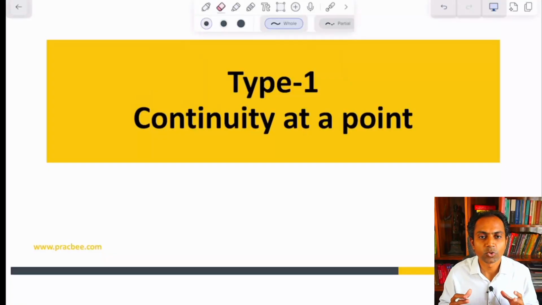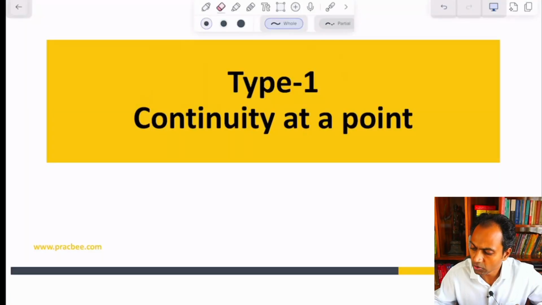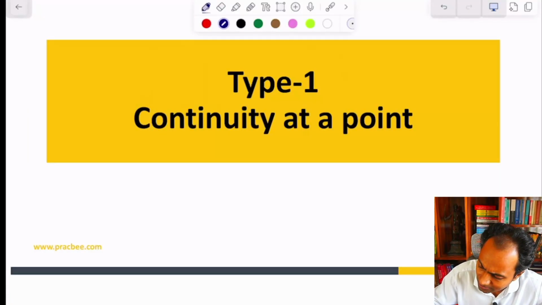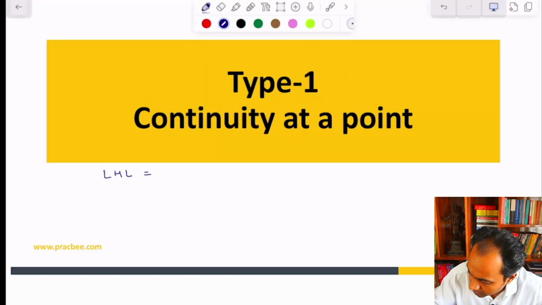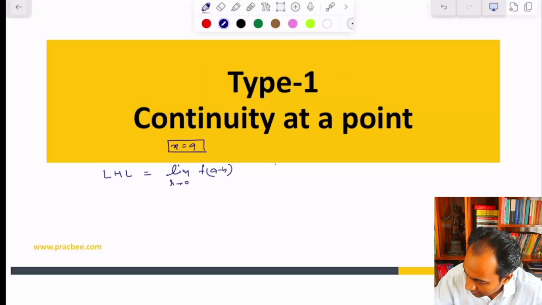Now type 1 questions are based on continuity at a point. Now in order to find continuity, you should understand that there are two things that are very important. One is the idea of LHL, that is left hand limit. So at a point x equal to a, if I want to find left hand limit, it is defined as limit h tends to 0 f of a minus h. And the right hand limit is defined as limit h tends to 0 f of a plus h.